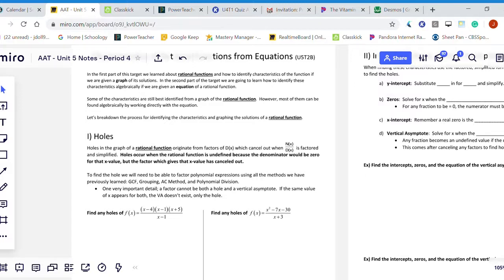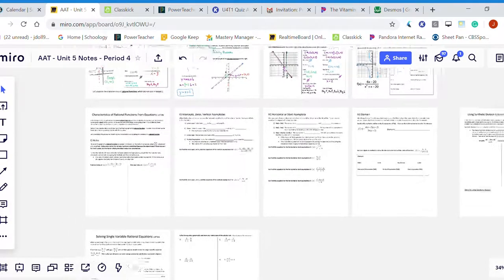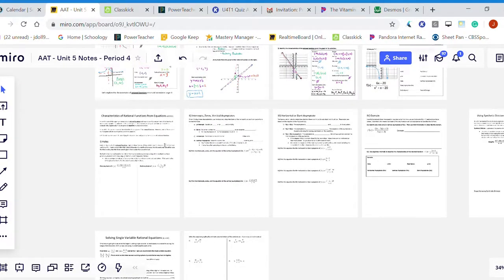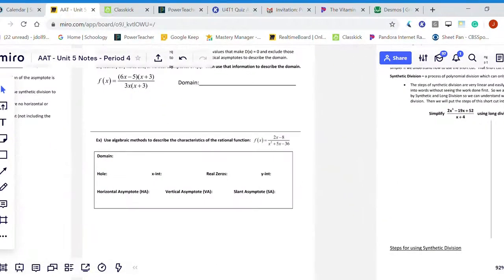All right, so let's dig in here. You can see in the notes, just a quick overview. What we're going to do is go piece by piece and look at some different characteristics. Now, if you look at the last page here, notice we are not going to be asking you to find everything. There's only 8 characteristics here: domain, holes, x-intercepts, real zeros, y-intercepts, and then our 3 asymptotes. So at the end of the day, when we put everything together next week, this will be what we expect you to be able to find from a function algebraically, not looking at a graph.